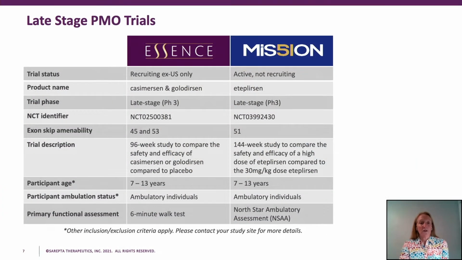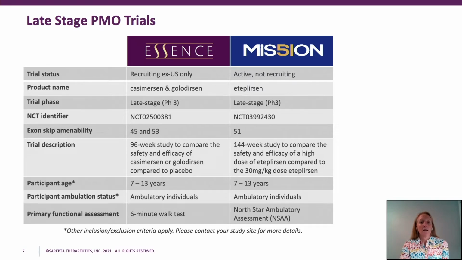I'd like to spend a moment sharing 2 ongoing late-stage PMO clinical trials. Essence is evaluating casimersen and golodirsen, and Mission is evaluating a high dose of Ataluren, higher than the FDA-approved dose. Both fall under the umbrella of what we call post-marketing studies, agreed to with the FDA as part of the accelerated approval process. The goal of Essence is to evaluate the efficacy of casimersen and golodirsen compared to placebo in patients with Duchenne. As part of this study, we're collecting functional data as both primary and secondary outcome measures. Essence is no longer recruiting in the US, but it's currently enrolling in other parts of the world.